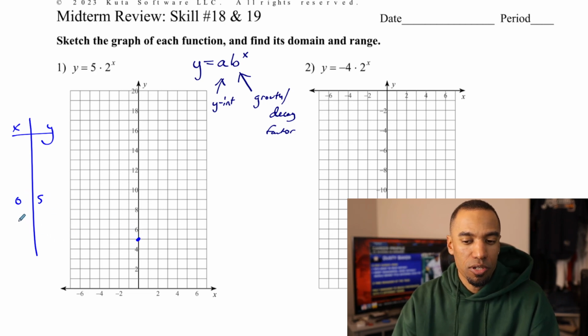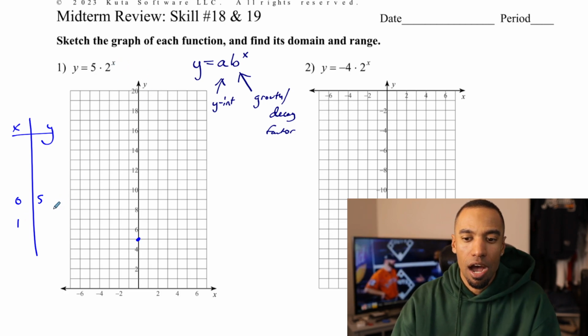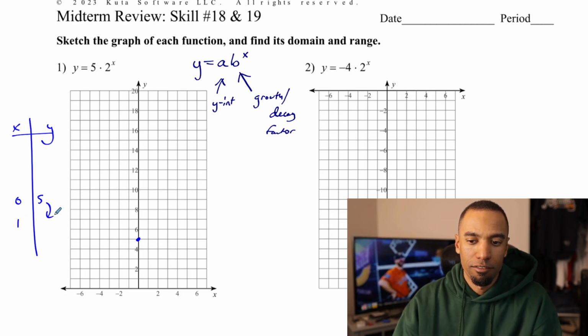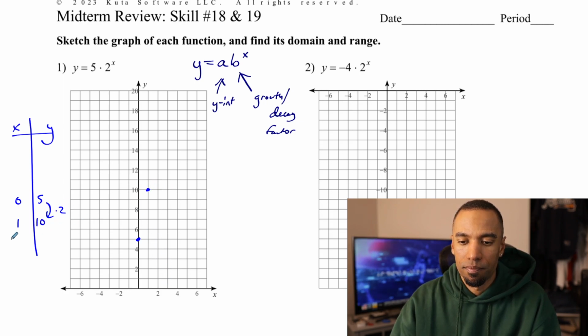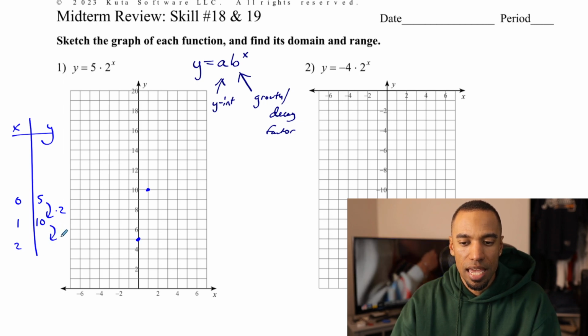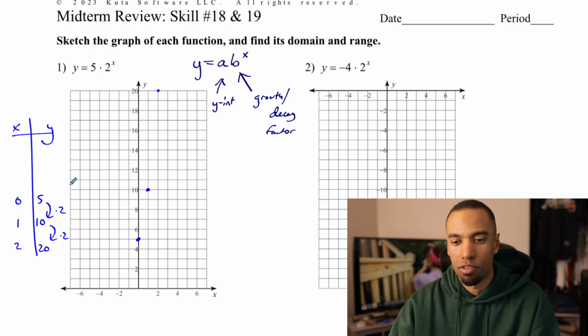And think about your geometric sequences. Just like every time there was a new term, you multiplied by your common ratio. I want to multiply by 2 going to here. 5 times 2 gives me 10. There's a point that's (1, 10). When x is 2, 10 times 2 is 20. Very geometric-like, right? You can plot those if you'd like to.